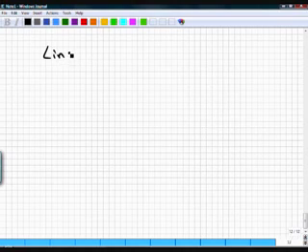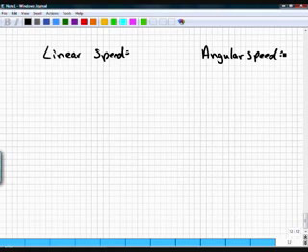Linear speed. Here's your formulas, and these are easy formulas to remember. Linear speed and angular speed. The way that I remember it, linear speed is measured in like miles per hour. So it's the distance. Think about miles per hour. What's the hour?